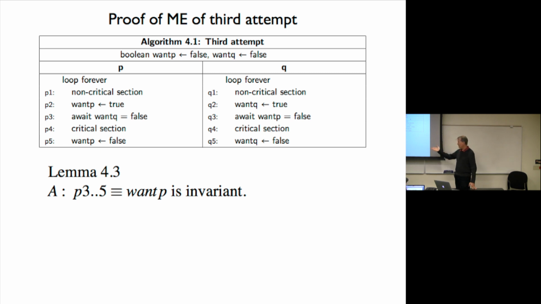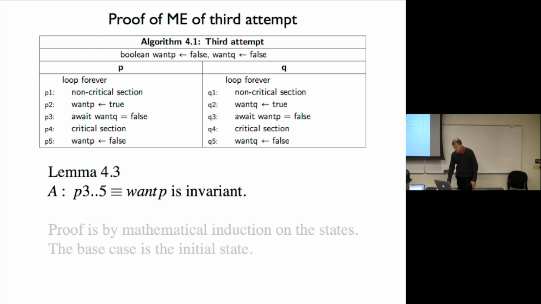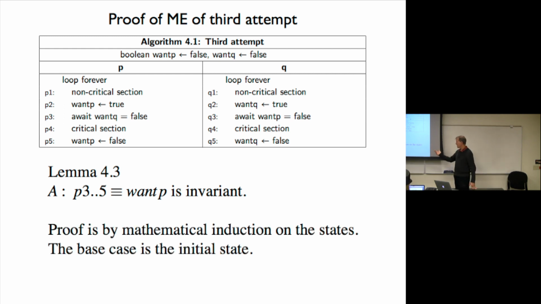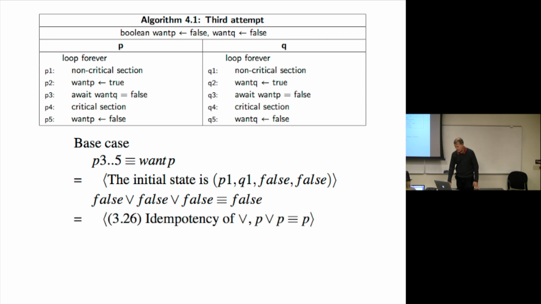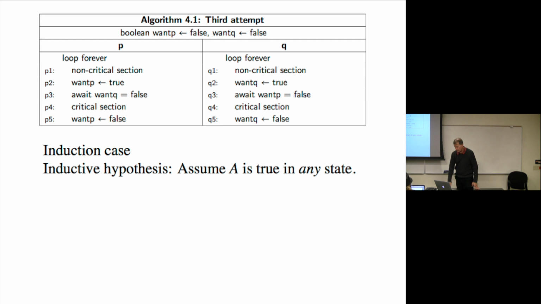A: P3.. equivalent to wantP is invariant, and the proof is by mathematical induction on the states. The base case is the initial state. The initial state gives false or false or false equals false, by 3.26, idempotency, false equals false, which is true. And then we had the induction case. Here's what we had to do.